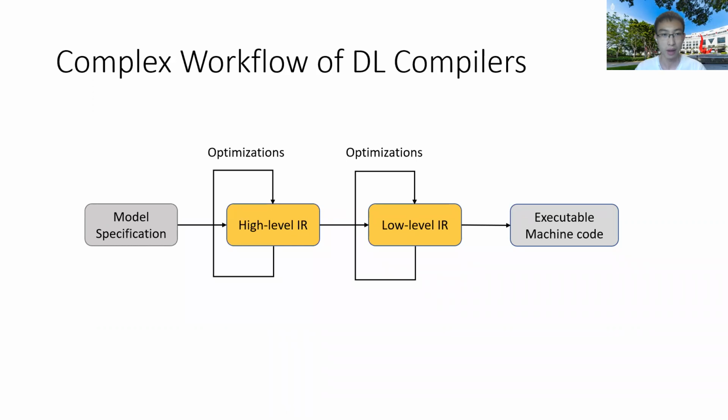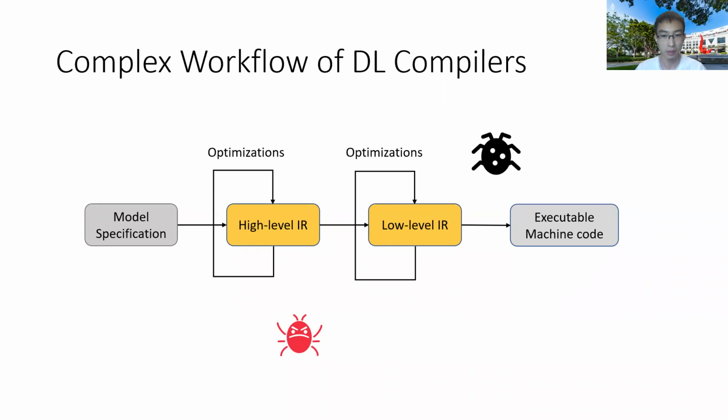The deep learning compilers typically contain a quite complex workflow. They take the model specification in the deep learning front ends, such as PyTorch, and then translate it to the high-level intermediate representation, and then to the low-level intermediate representation, and finally produce the executable machine code of the corresponding hardware backends. The compiler may do several rounds of optimizations in between.